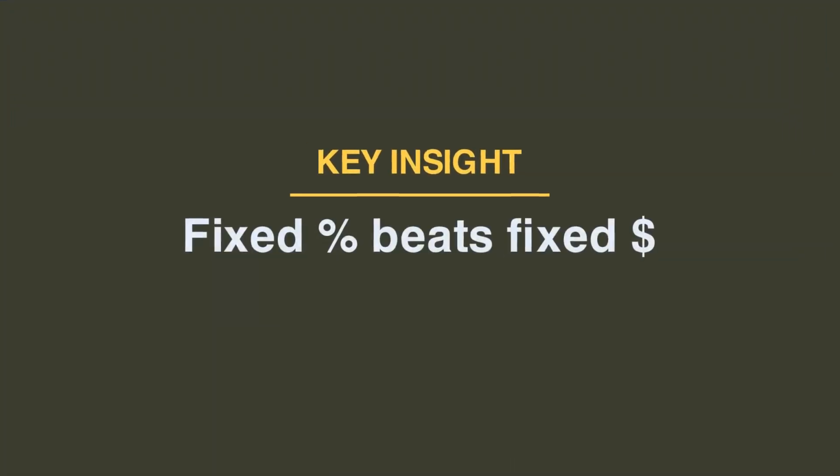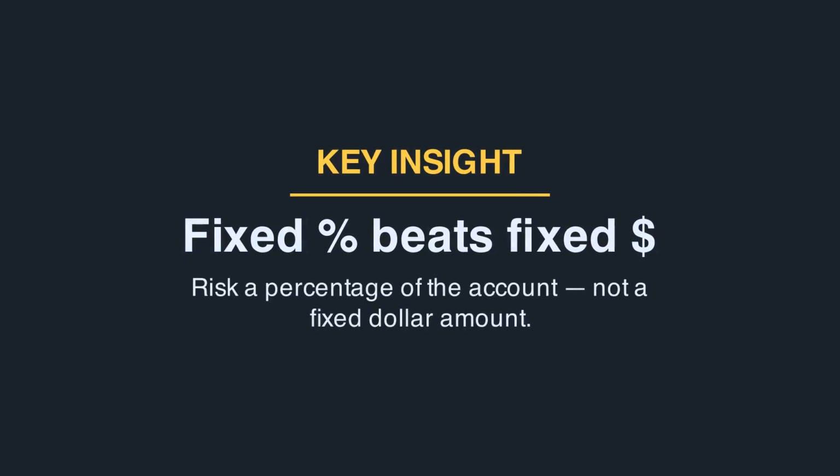Here's a key distinction. Risk a percentage of the current account, not a fixed dollar amount. A fixed dollar risk works when you're up and starves your trades when you're down, exactly when you can least afford to fight back. Fixed fractional risk automatically scales. You risk less in dollar terms when you're losing and more when you're winning. The math defends you when emotions can't.